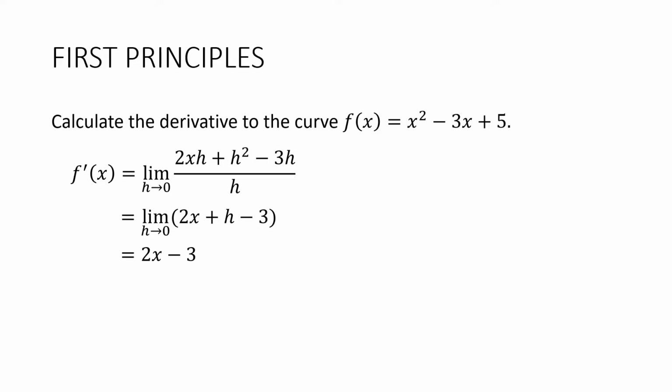Okay, so we're at the point now where we have done our first derivative. This is what it means. This is the gradient of all of the tangents to this curve. If we want to know the gradient at a particular point, all we would do is substitute it in here. We'll get to that a little bit later. Okay, but this is the gradient of all of the tangents to this particular curve.